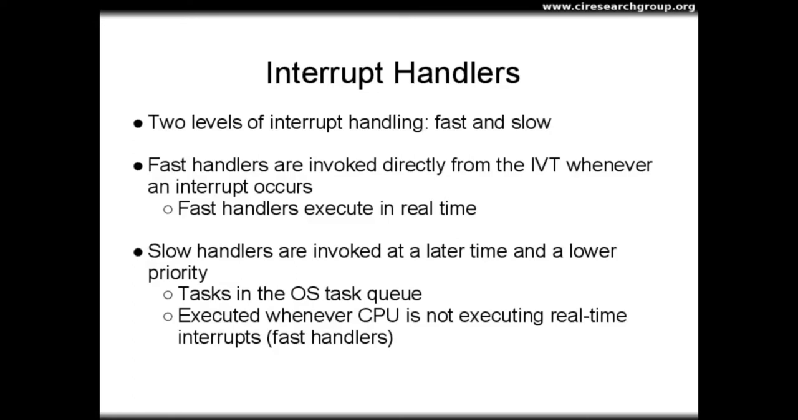Fast handlers execute in real time, and they're called fast interrupt handlers because they need to be fast. The execution of one of these interrupt handlers needs to be short. If any large-scale data transfer needs to occur, say we need to get a lot of data from the device all at once, this operation is handled by having the fast interrupt handler enqueue something called a task into the operating system's task queue. Whenever all the fast interrupt handlers for all the different interrupts are done executing, the CPU will go and check the task queue and execute any tasks that are present there.